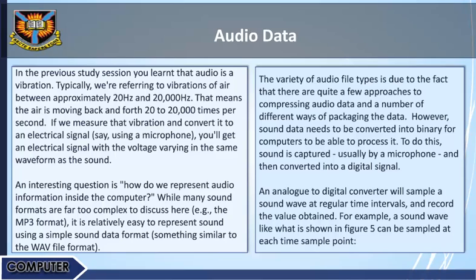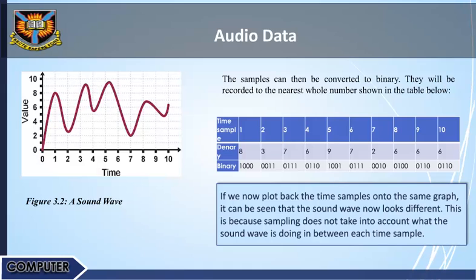However, some data needs to be converted into binary for computers to be able to process it. To do this, sound is captured, usually by a microphone, and then converted into a digital signal. An analog to digital converter will sample a sound wave at regular time intervals and record the value obtained. For example, a sound wave like what is shown in figure 5 can be sampled at each time sample point. The samples can then be converted to binary. They will be recorded to the nearest whole number shown in the table below.